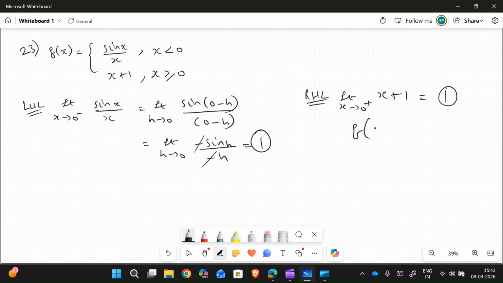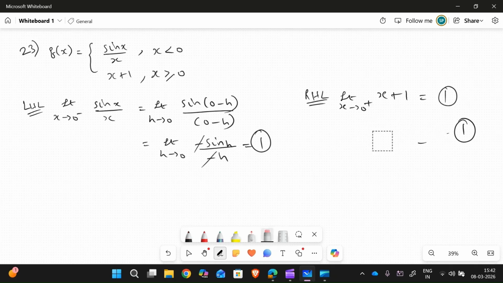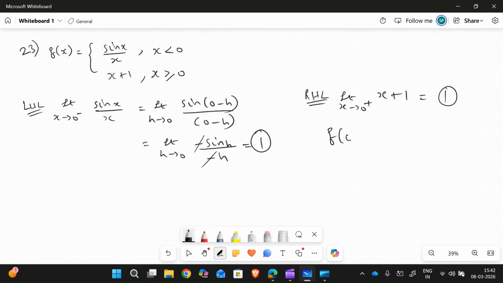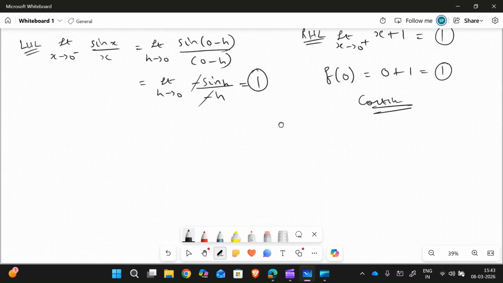And of course, at f of 0, we're using the limit concept here. Never mind. So f of 0 is nothing but 0 plus 1, which is 1. Again, continuous. Understood. Very easy only, but you have to remember the sin x by x identity from your class 11th.